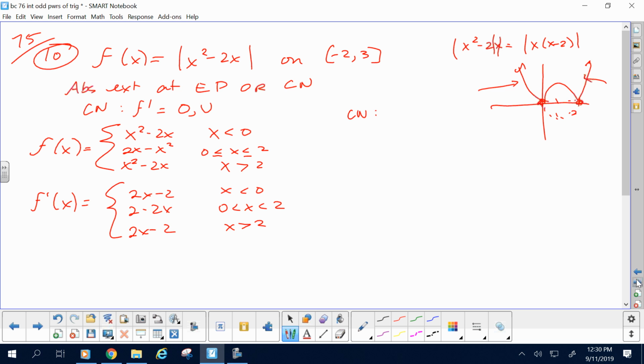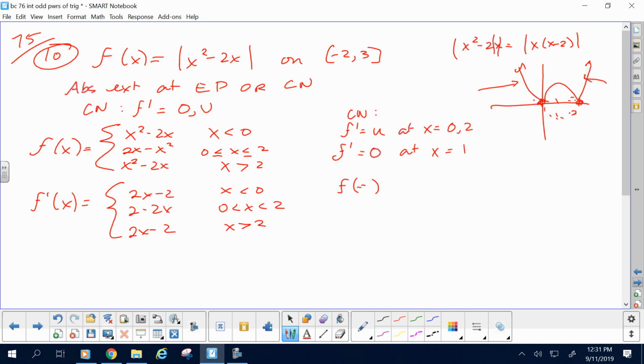Okay, now my next point is the critical numbers. Let's start with undefined. Where is f prime undefined? 0 and 2, because those are sharp turns, right? So those are critical points. Where is f prime equal to 0? At 1. So we have 3 critical points in addition to the 2 endpoints, assuming they're all in the interior, which they are. All right, you with me? All right, so now we let the candidates fight it out and see who wins.